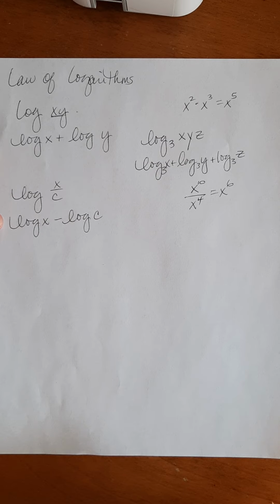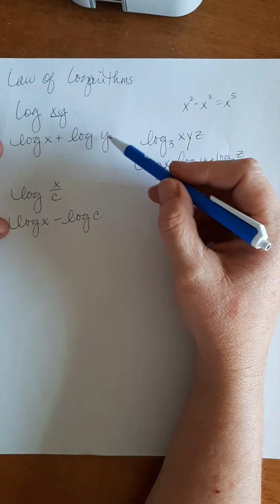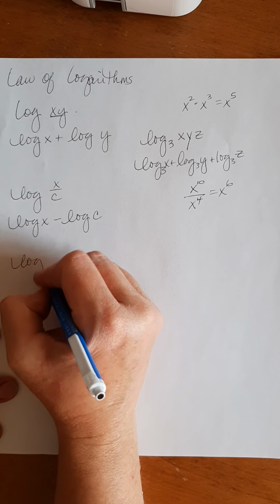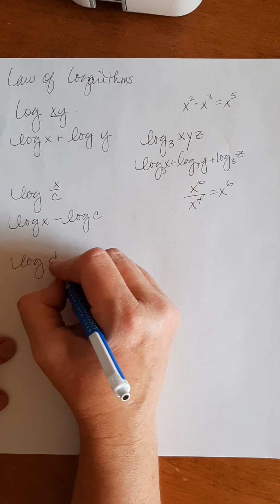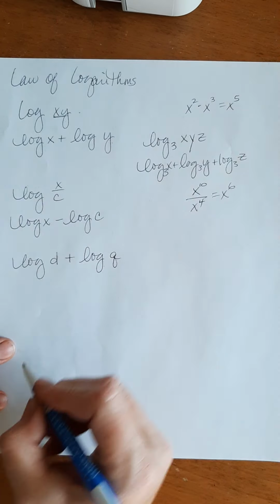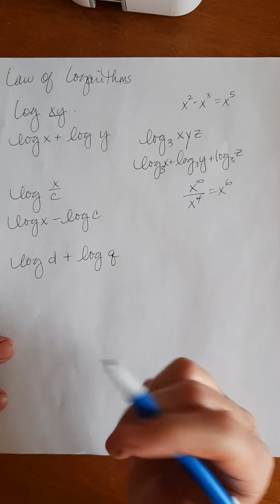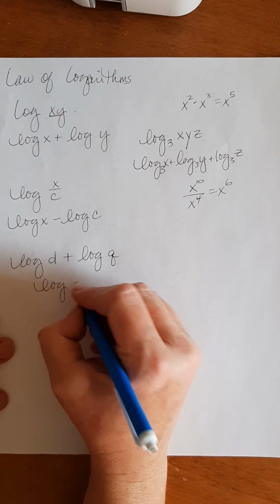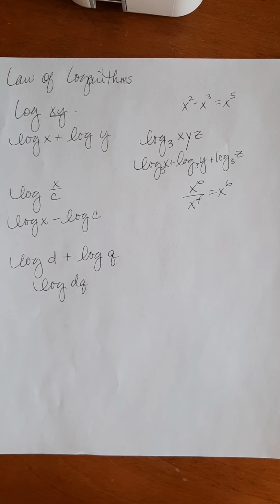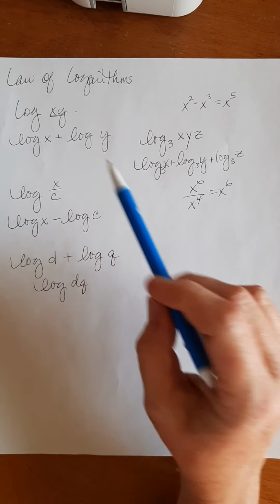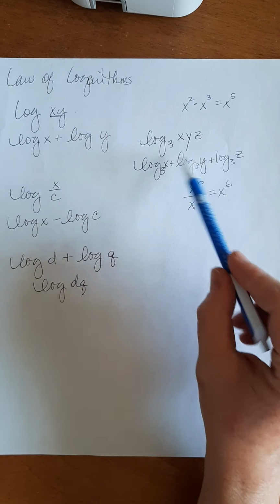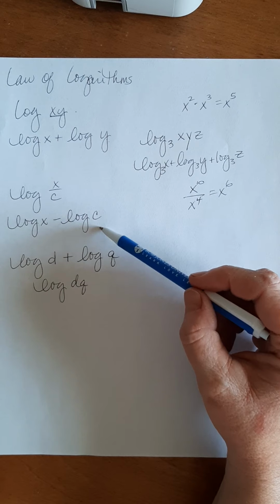And you could even get creative with it. Like I said, you can go backwards. Like if I gave you log of d plus log of q, and I said condense that into a single logarithm, you could just say log of d times q. So if you're multiplying, you add, or vice versa. When you divide, you subtract.